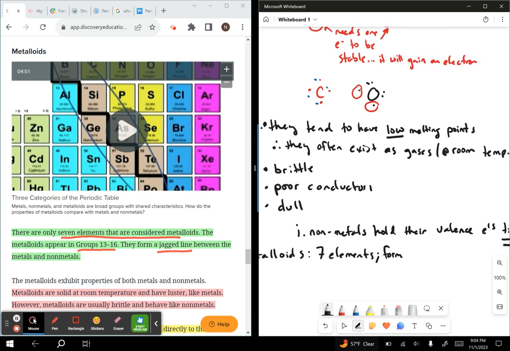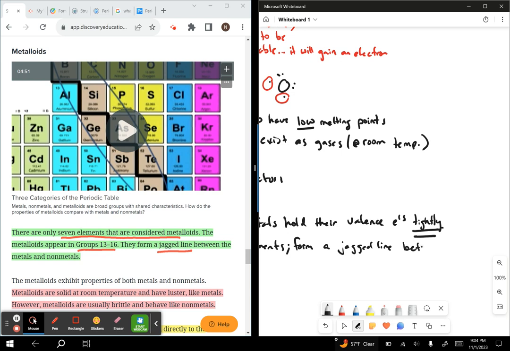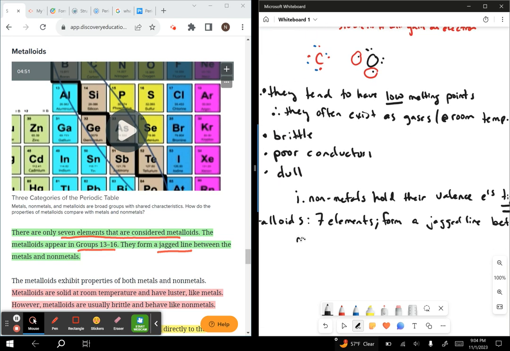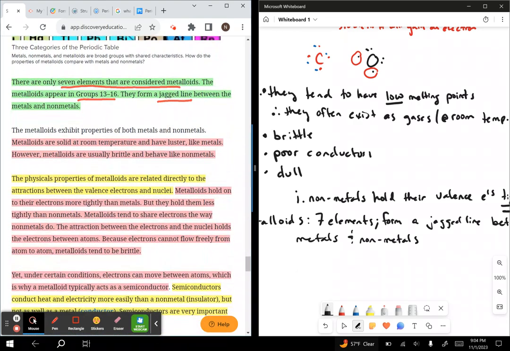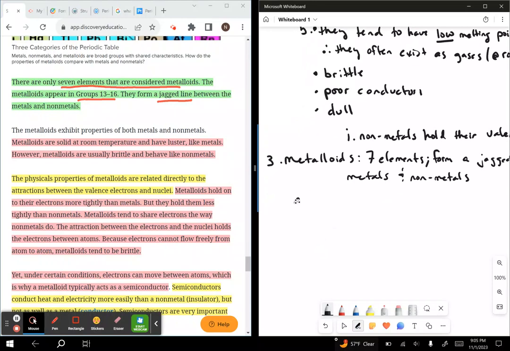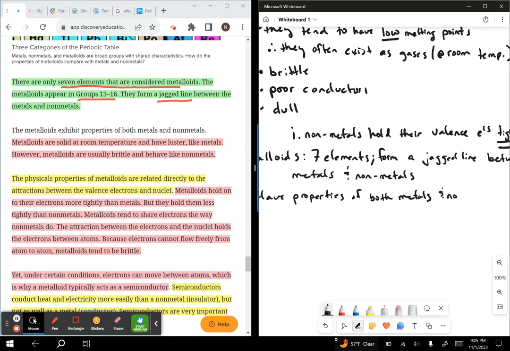They form a jagged line between metals and nonmetals. The metalloids exhibit properties of both metals and nonmetals. Okay, so what are those properties?